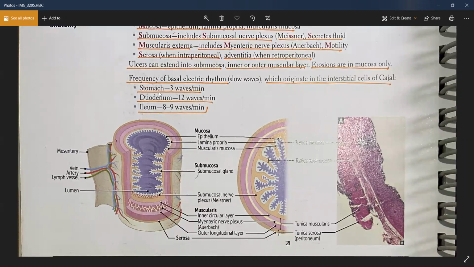Then you need to know the frequency of basal electrical rhythms, which are generated by the interstitial cells of Cajal. Very important. They will generate 3 waves per minute in the stomach, 12 waves per minute in the duodenum, and 8 to 9 waves per minute in the ileum. Very important. Just like your heart, where you have a spontaneous beat, you also have a spontaneous rhythm in the intestine, and these are generated by the interstitial cells of Cajal.